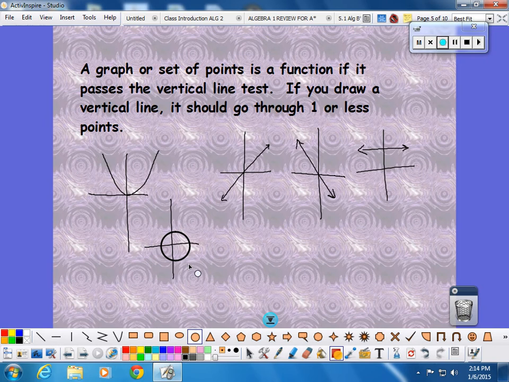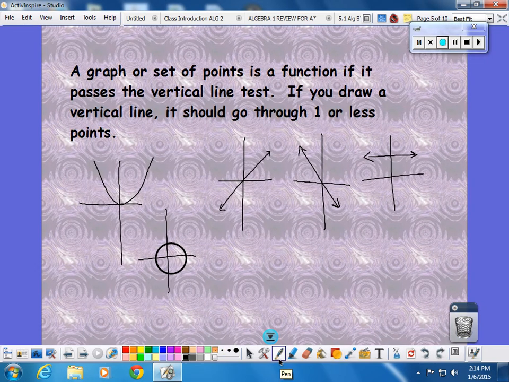Circle. Is that a function? No. It doesn't pass the vertical line test because when I drew a vertical line through there, I would hit 2 points if I drew it in the middle. Now you don't try to draw it on the outside so that you can hit 1 point. So if you say it's a function, you don't do that.